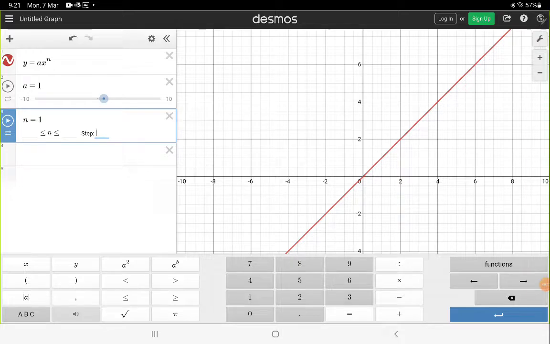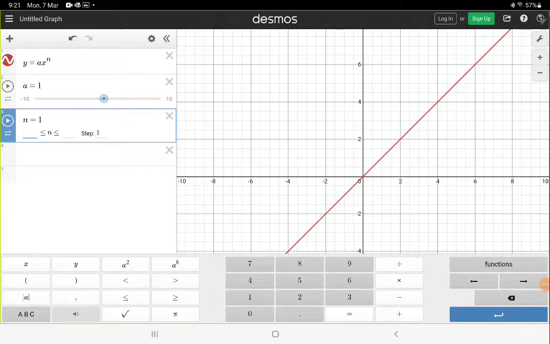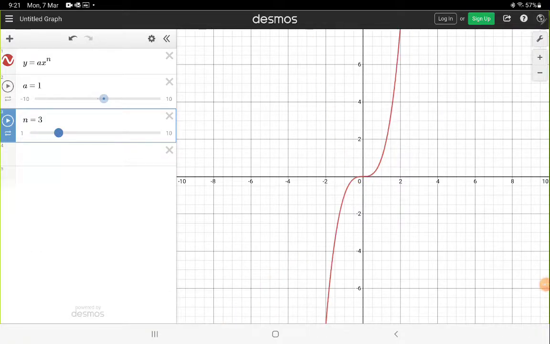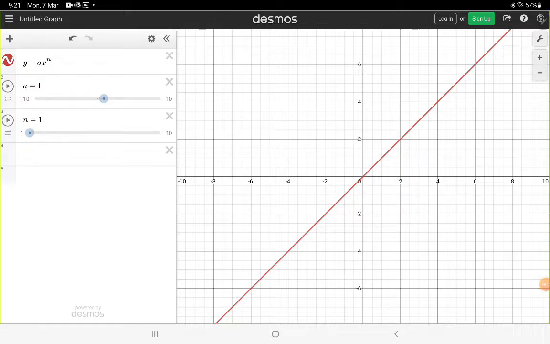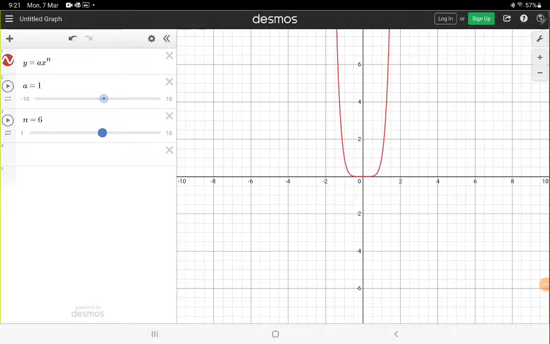And I only want to look at steps of 1. Alrighty, and so now I can just drag it around and we can see what the different shapes are. So if a is equal to 1, then we're looking at y equals x to the power of n, and if n is equal to 1, then it's y equals x, and this would be y equals x squared, x to the 3, x to the 4, x to the 5, 6, 7, 8, 9, and 10.